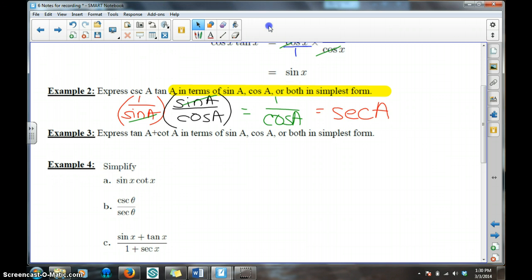So again, what it says here is change everything to sine and cosine. That's the work. It's not necessarily your answer. You're allowed to have secant, cosecant, cotangent, and tangent be part of your answer. Is everybody okay with that? That's what I'm asking you for. Let's try the next one.